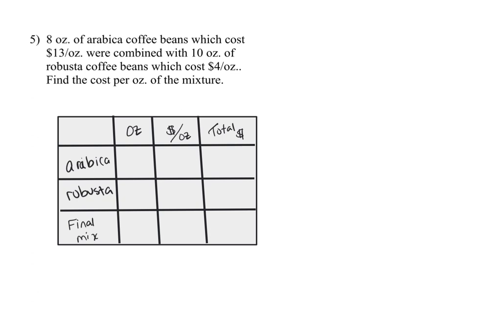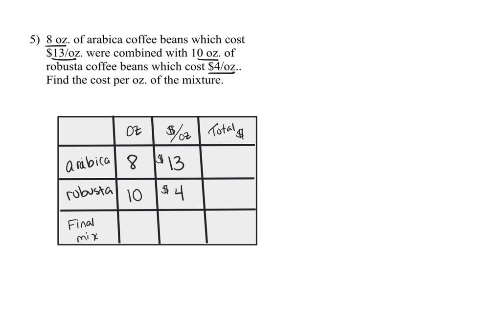All right. How many ounces do we have of the first coffee? Do we know? 8 ounces. 8. That's going to go first column, first coffee, which cost $13 an ounce. Where's that going to go? The second column of that first coffee. All right. Keep reading. Combined with 10 ounces. Where's that going to go? Robusta, 10 ounces, which cost $4 an ounce. Where's that going to go? Second column, second coffee. All right.